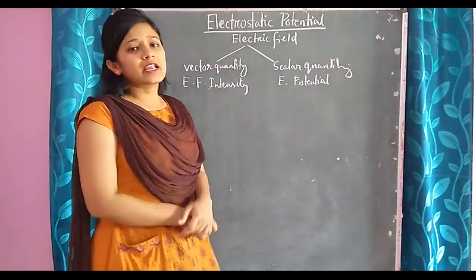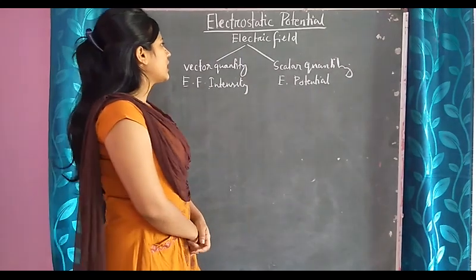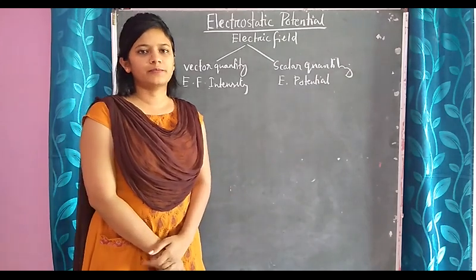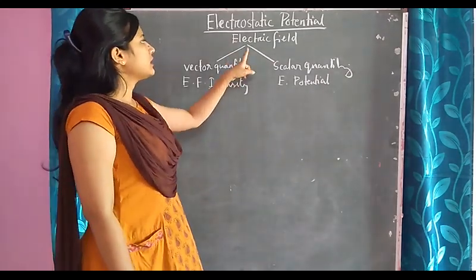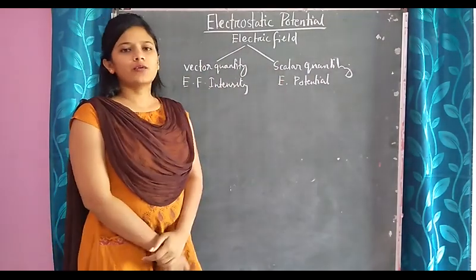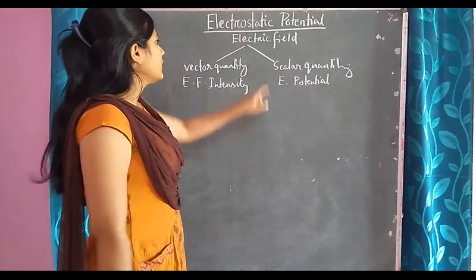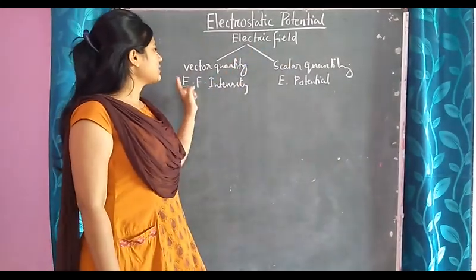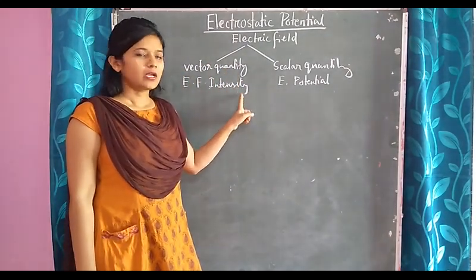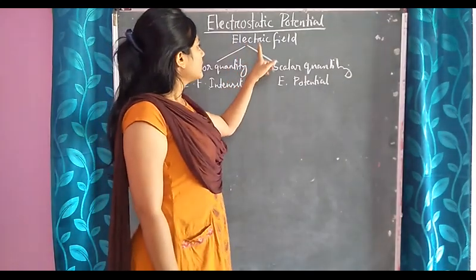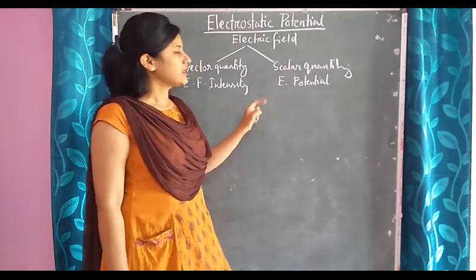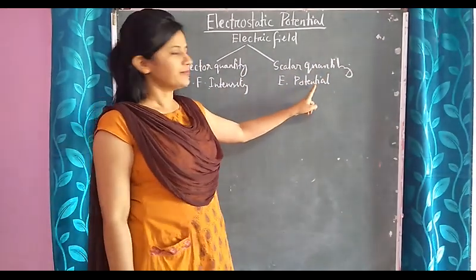In order to describe an electric field, we used the term electric field intensity in our first chapter. But we can describe the electric field in terms of a scalar quantity also. The electric field can be described by a vector quantity, that is the electric field intensity, and we can also describe it in terms of a scalar quantity, that is electric potential.